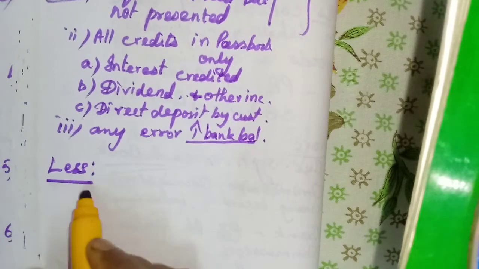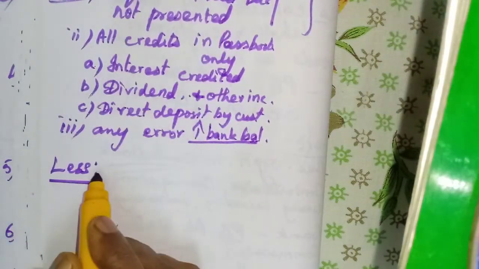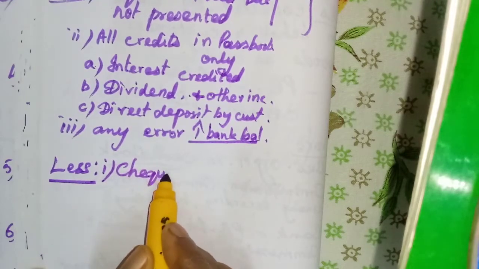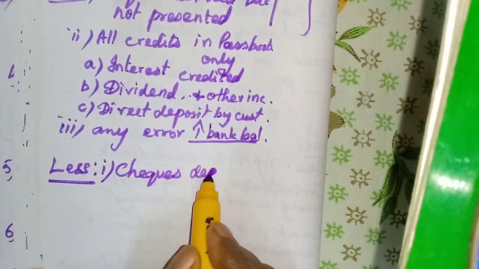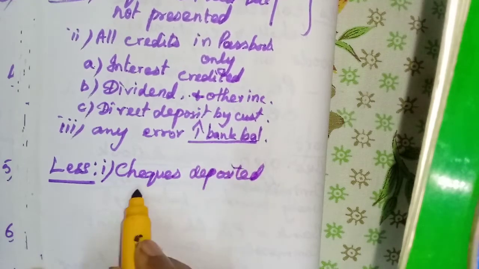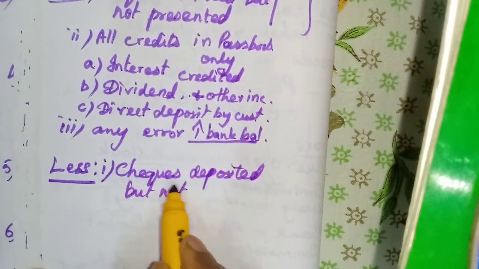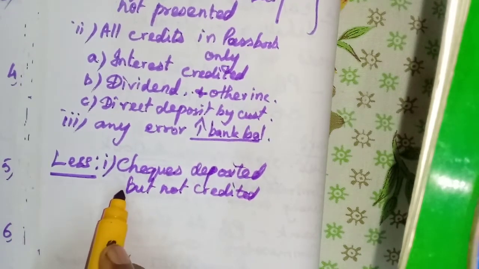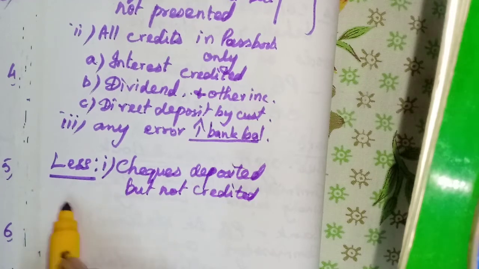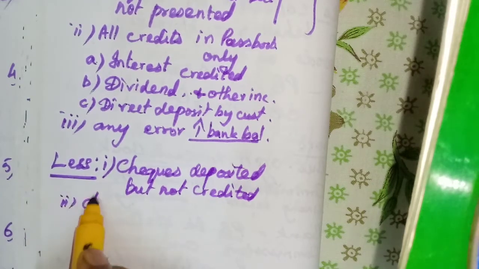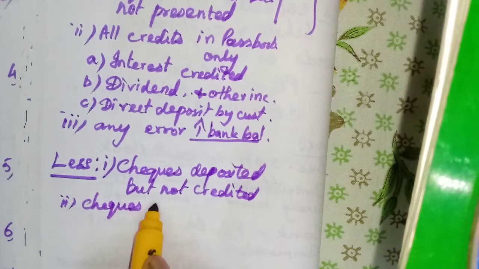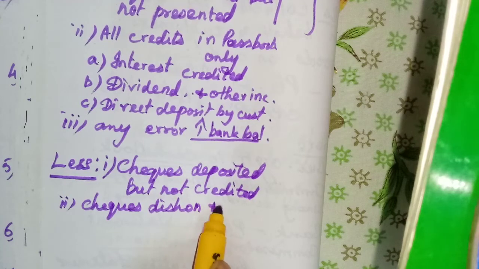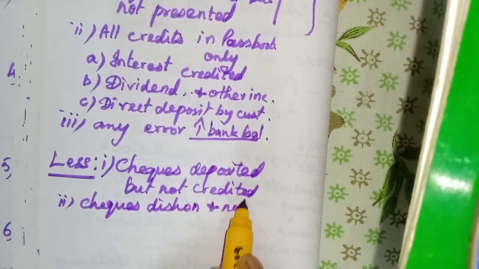Now the opposite: check issued but not presented. Then what we studied? Check deposited but not credited. That must be deducted. Okay, then any check dishonored but not entered in the cash book.